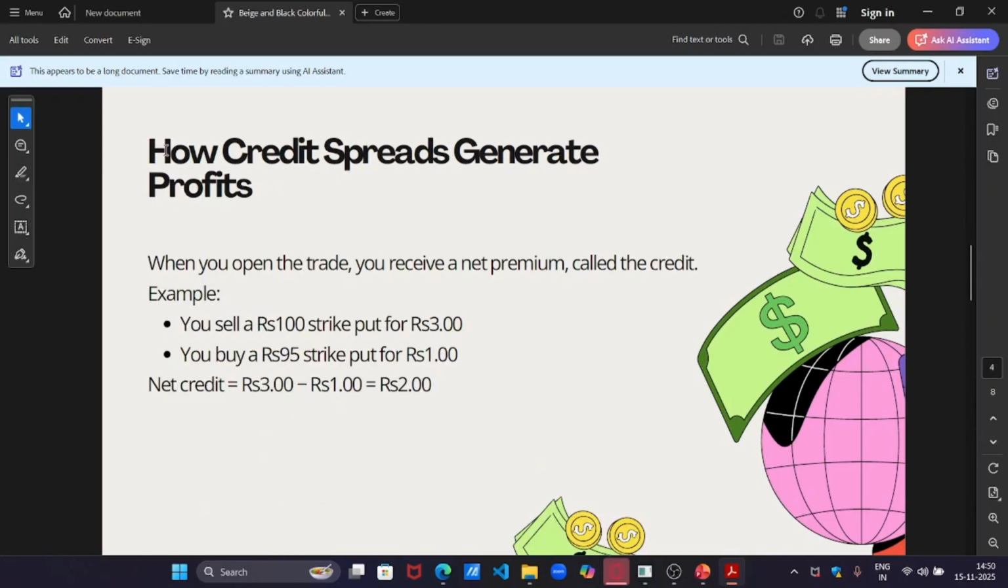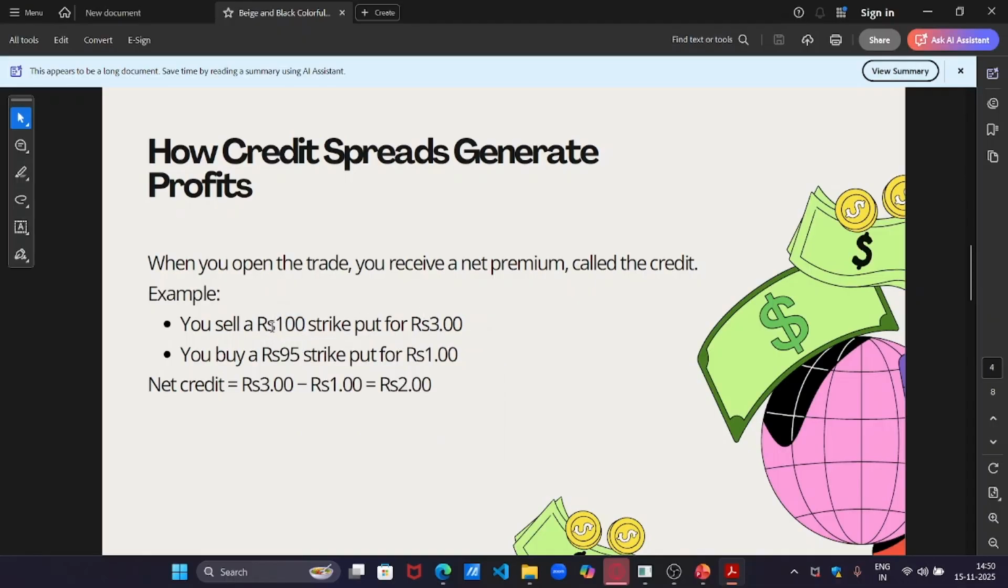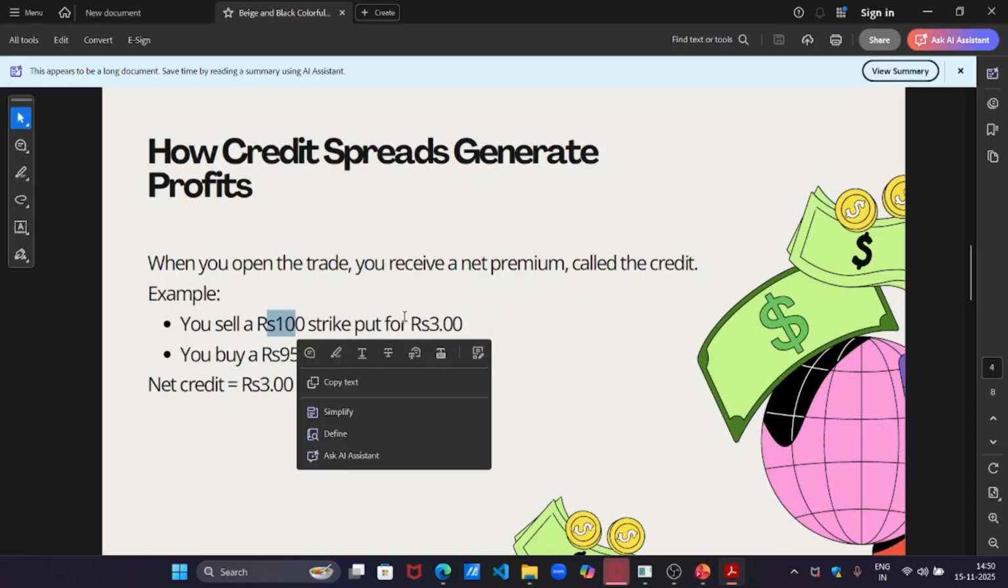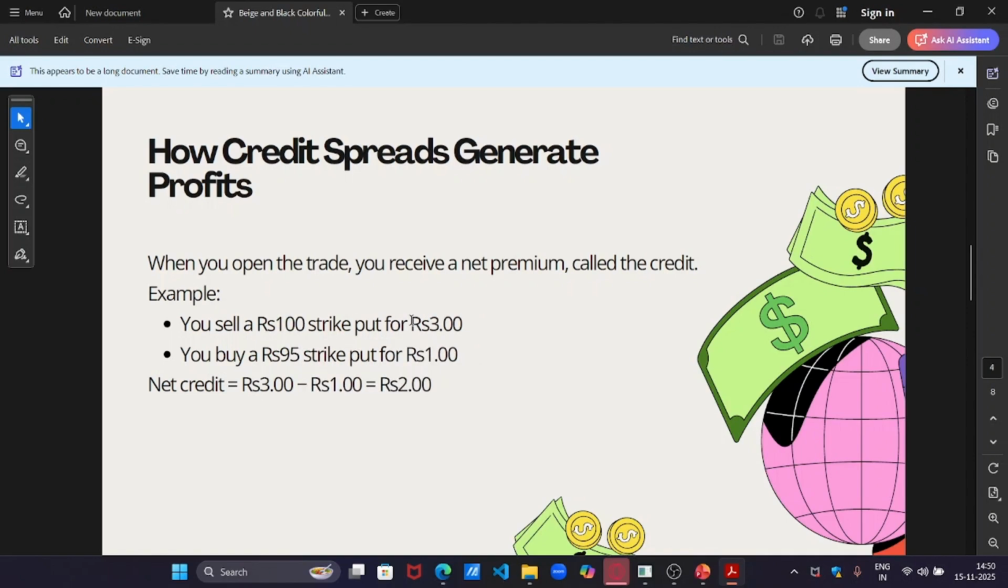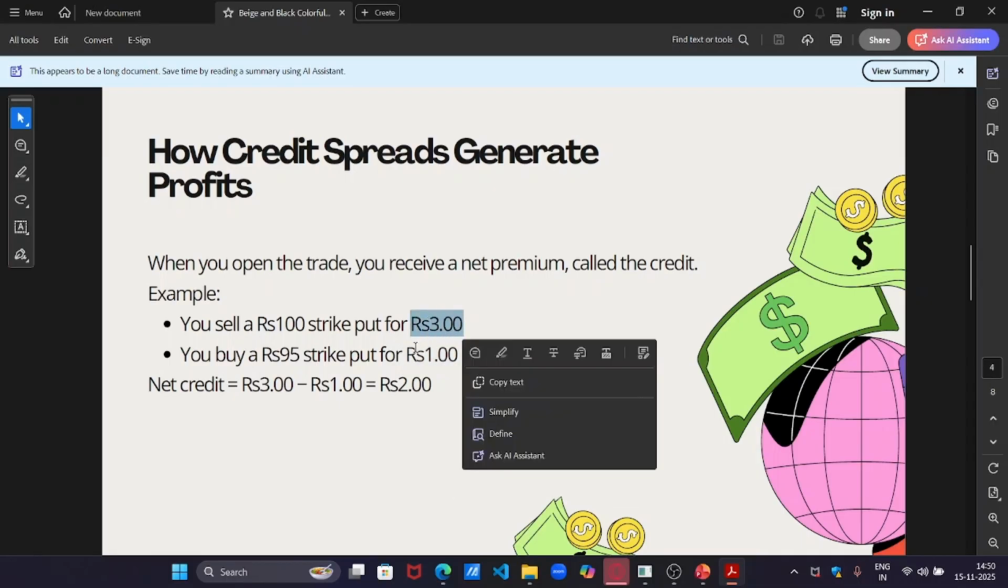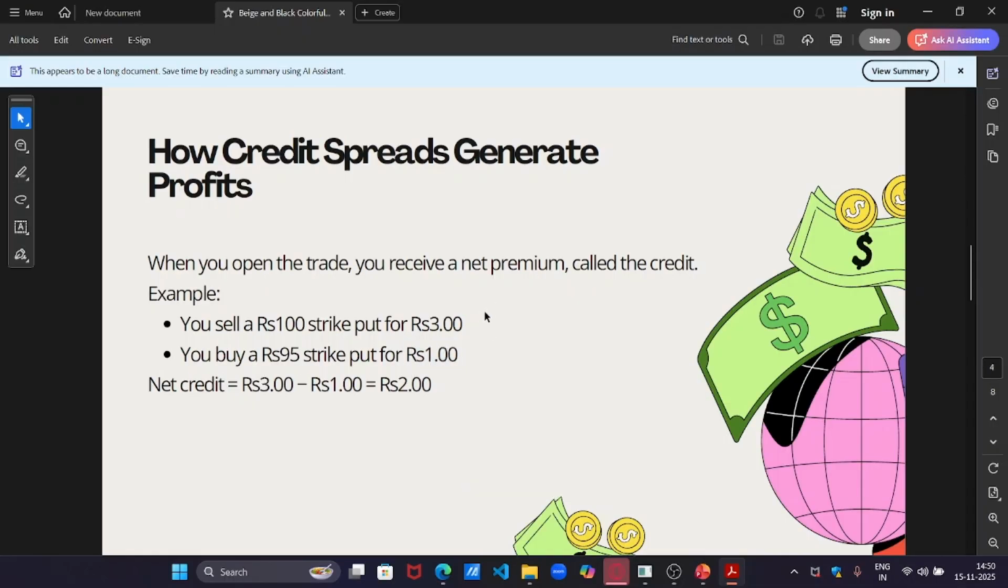Now, how do credit spreads generate profits? As I explained, you sell at a higher price, which is here. If you see, you sold the strike price of 100 for rupees 3. 3 is the premium, and this is the stock price going on. Now you are buying the 95 strike for rupees 1. So you sold at 3 rupees and you bought for 1. Net credit would be 3 minus 1, which is 2 rupees. So you get 2 rupees if the market goes in your favor.